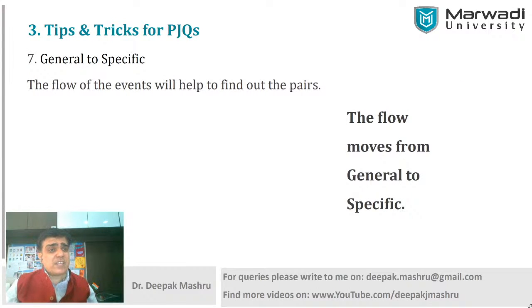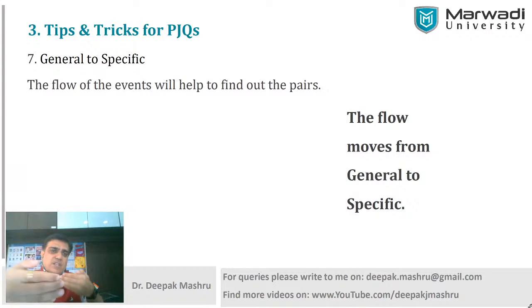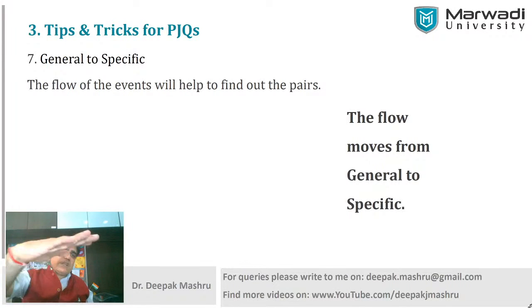Okay, next is generic to specific, right? In a general way we see that the paragraph flows from general to specific, right? It reaches a certain point. So general information starts, and the specific information comes last. So it travels from general to specific, right?